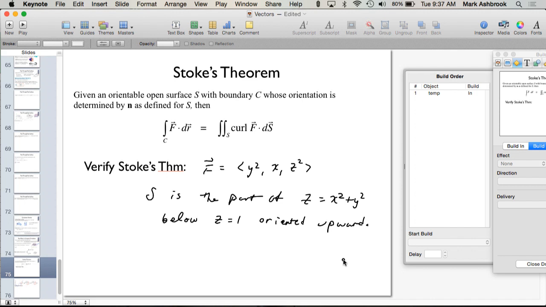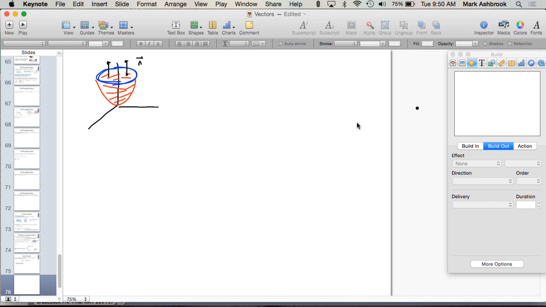Okay, again, verify means you're going to do them both. You're going to do this line integral, and you're going to do this flux surface integral, and show that they're the same. So you're either making progress, or you're getting... You don't have to whisper.